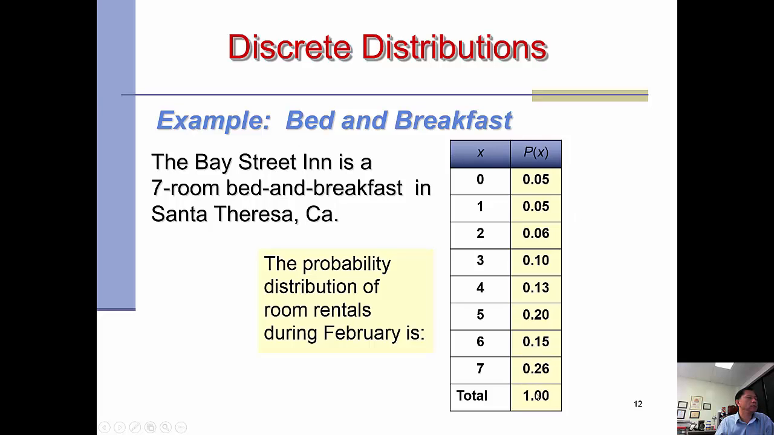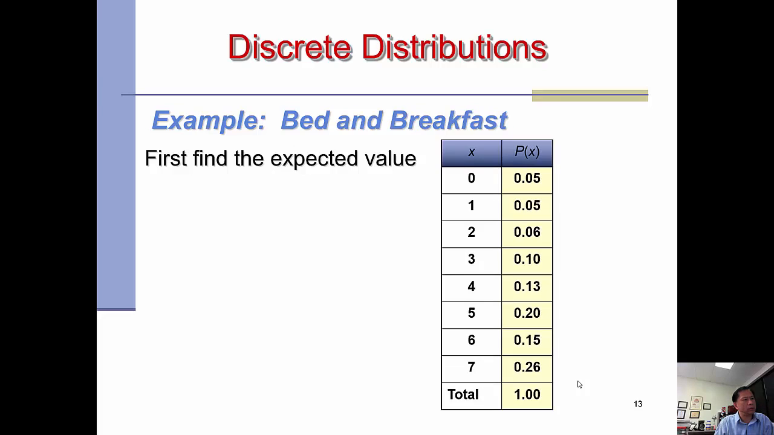Add them all up, that's 1.0, that's 100%, because they have a total of 7 rooms, right? They could have 0 rooms rented up to 7 rooms rented, or all the rooms rented. Okay? Now, how do we calculate the mean? We already know that, right?